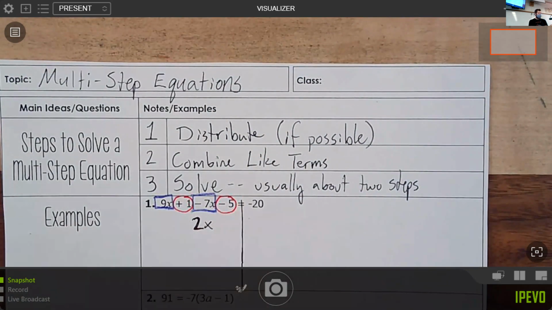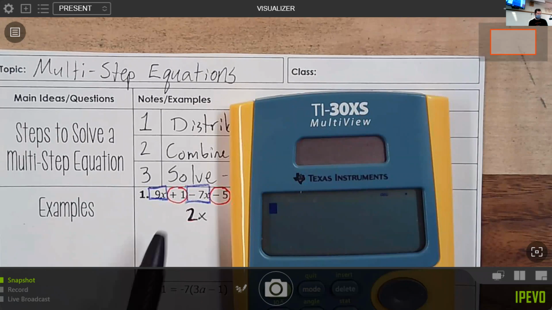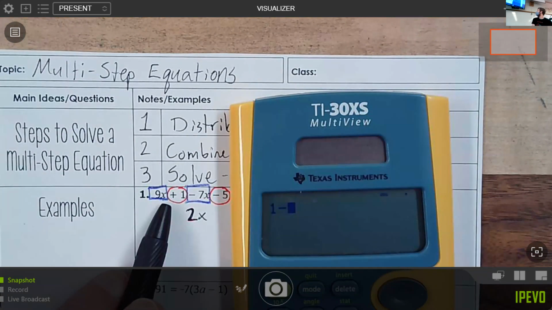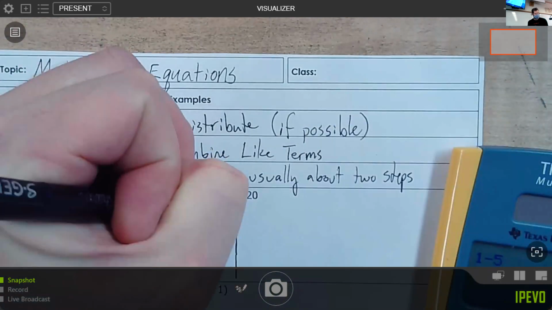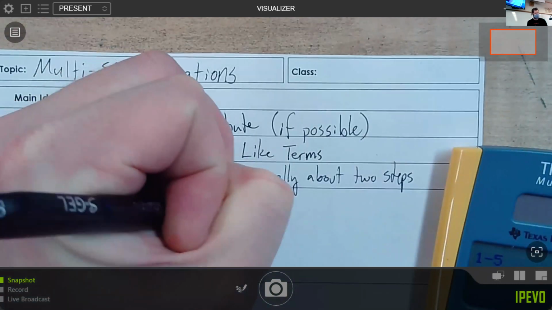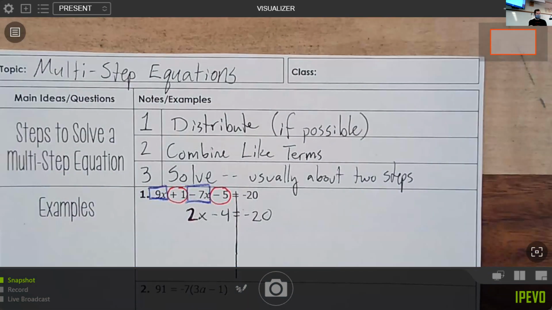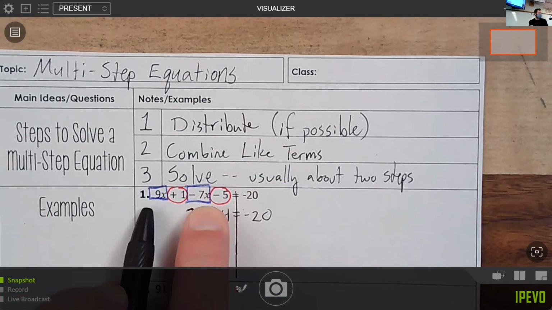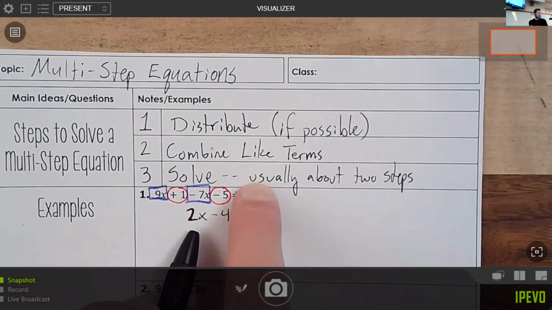Now, once again, if you are not confident about your integer operations, adding, subtracting, multiplying, and dividing with positives and negatives, grab a calculator. 1 minus 5, that's negative 4. So we're going to write 2x minus 4 equals negative 20. So we put together the 9x minus 7x, we put together the 1 and the negative 5, we got 2x minus 4 equals negative 20.